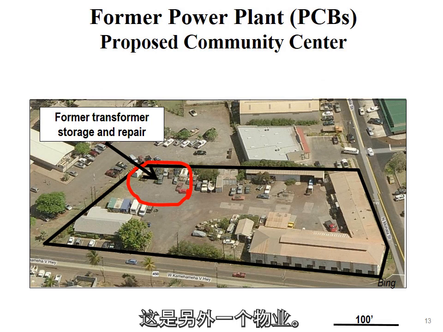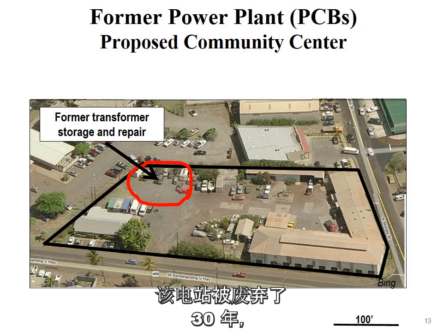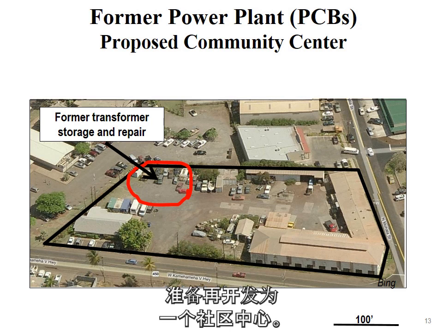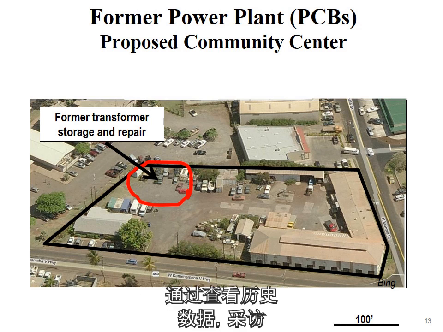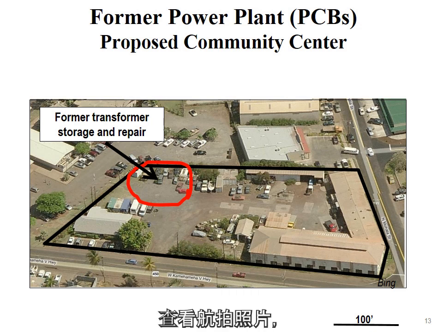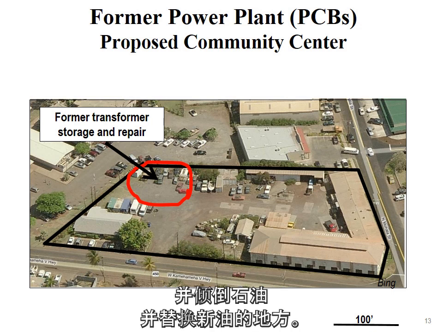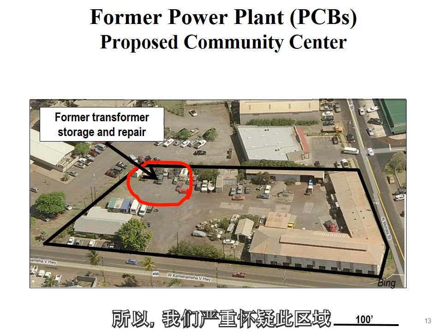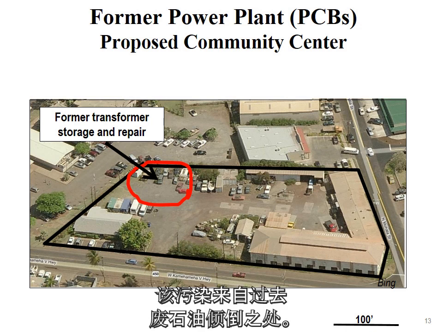Here's another property. This is the former power plant on the island of Molokai. The power plant has been out of business for 30 years. It was proposed to be redeveloped as a community center. We knew in this back corner of the site, from historical data, interviewing people who used to work at the property and looking at aerial photos, this is where they used to take the transformers out, dump the oil and replace it with fresh oil. So we had strong suspicion that this area could be contaminated with PCBs from dumping of waste oil in the past.